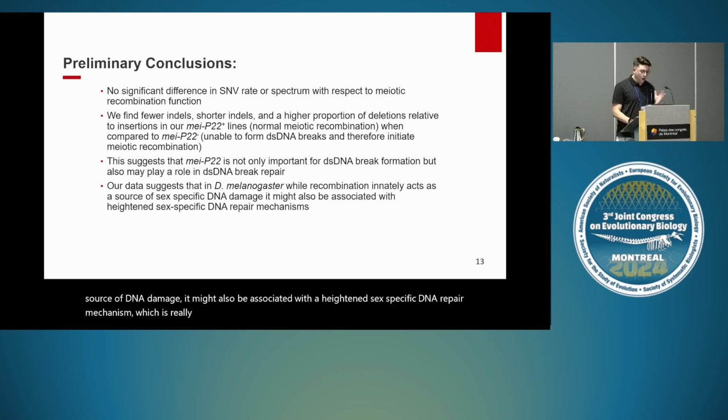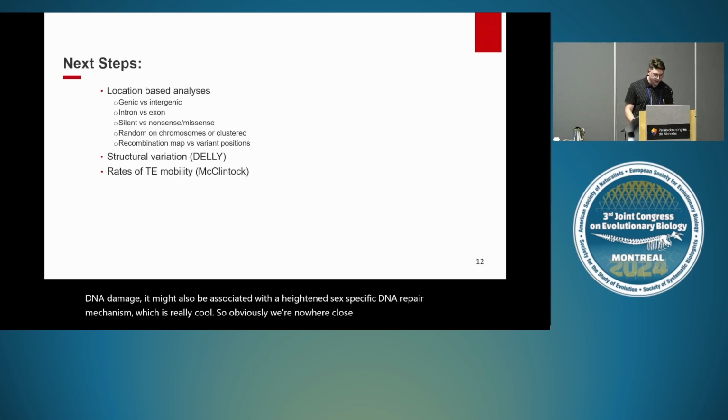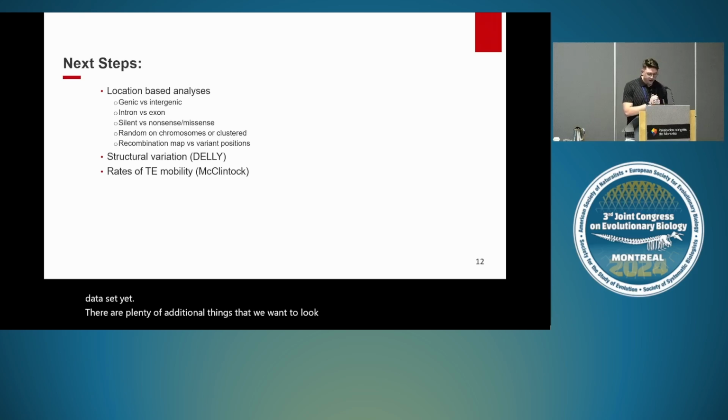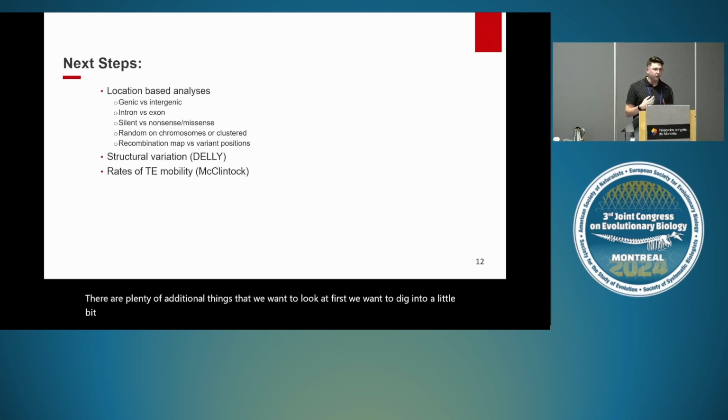Obviously, we're nowhere close to being done with this data set yet. There are plenty of additional things that we want to look at. First, we want to dig into where our variants are located. Are they in genes? Are they not in genes? Introns, exons? We want to look at whether there are silent variants versus nonsense and missense variants.